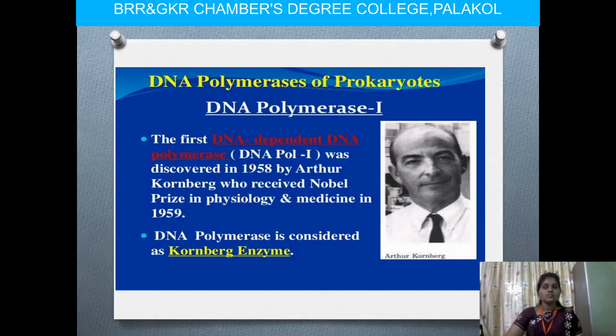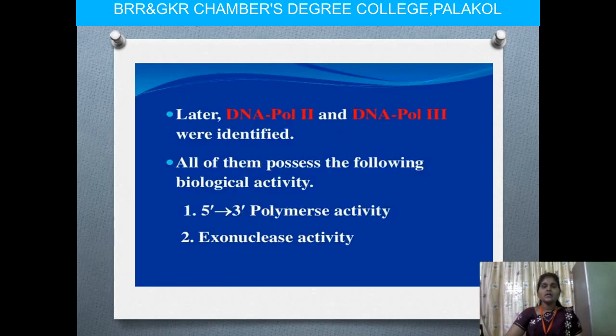So for this production he received a Nobel Prize in Physiology and Medicine in 1959. Because he discovered this, it is also called the Kornberg enzyme. Okay, next. Later DNA polymerase 2 and polymerase 3 were identified. These all have different types of biological activities.